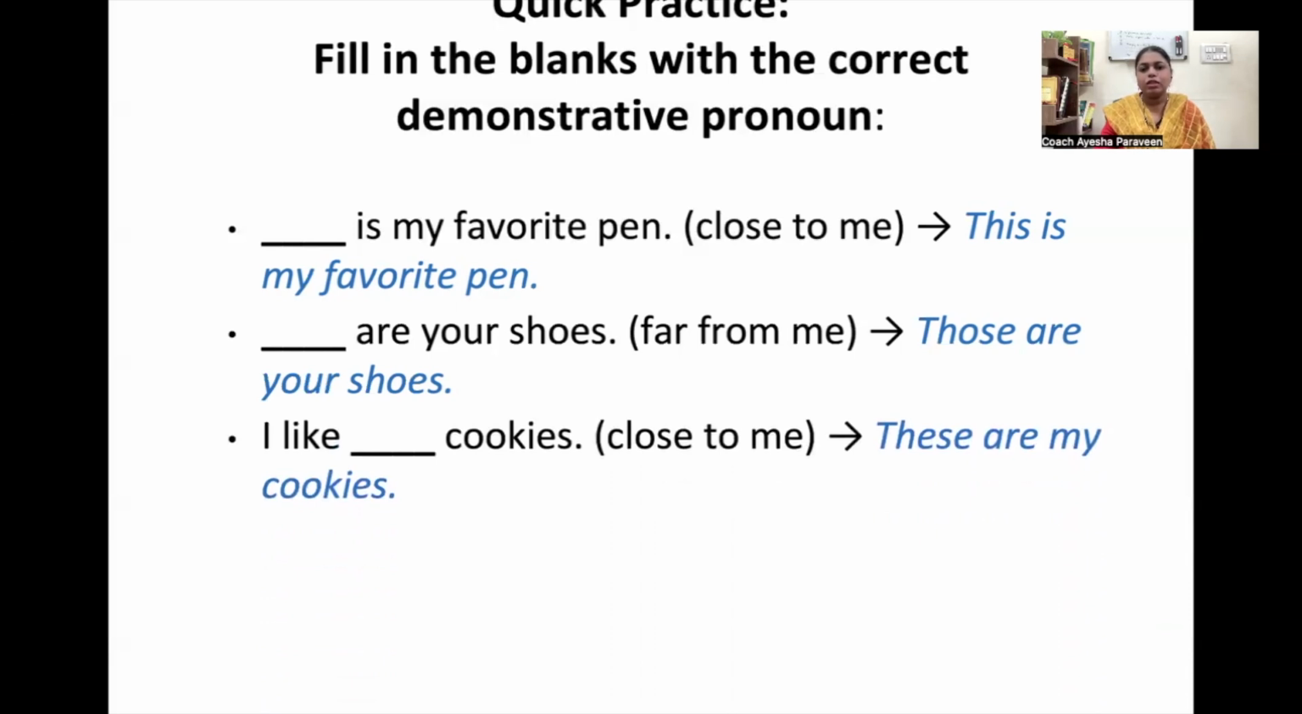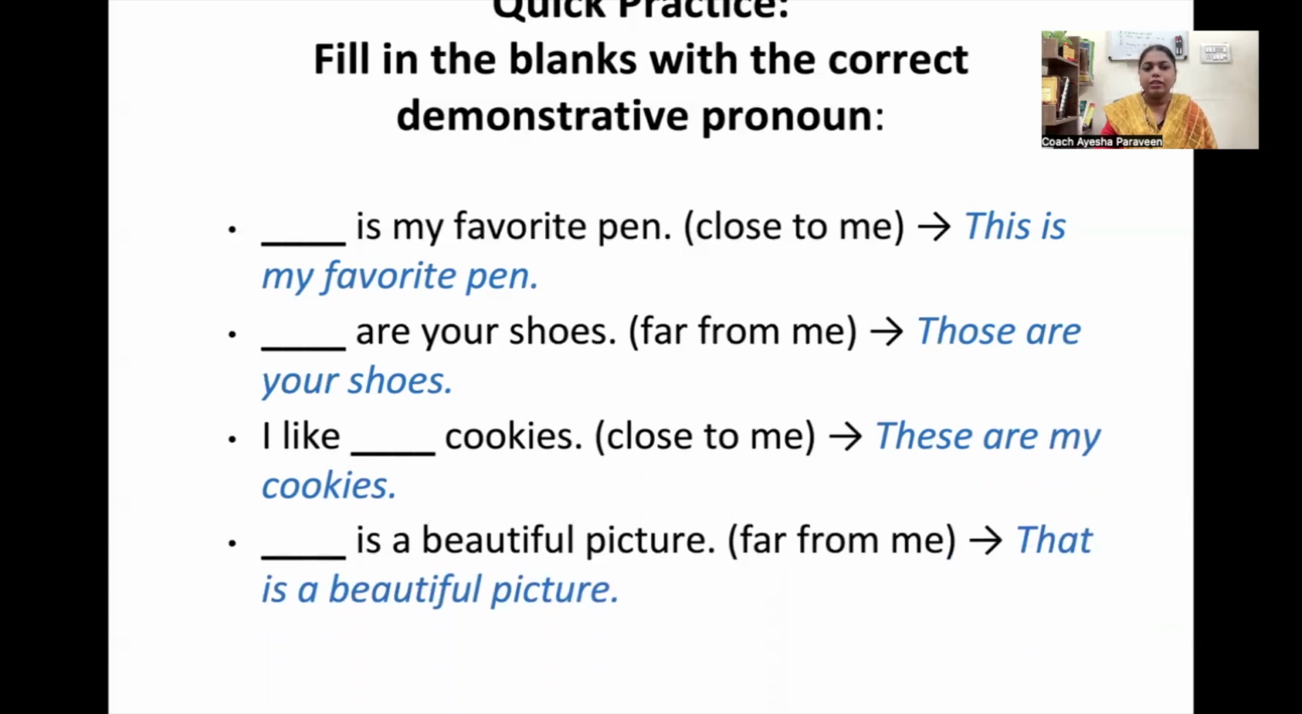I like dash cookies. Here it is cookies, so more than one. Close to me. If it is close to me, these are my cookies. Dash is a beautiful picture. Far from me. We are talking about one picture. That is a beautiful picture. So please see how we use demonstrative pronouns in a sentence. Use them rightly and don't make mistakes here. I hope you got a clear understanding of what demonstrative pronouns are and how to use them in a sentence.